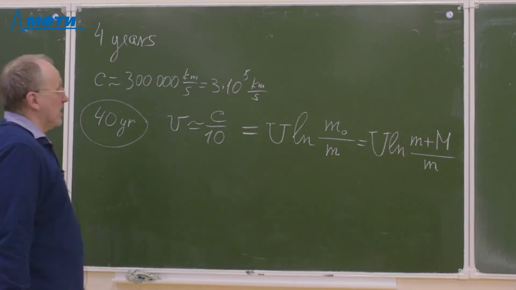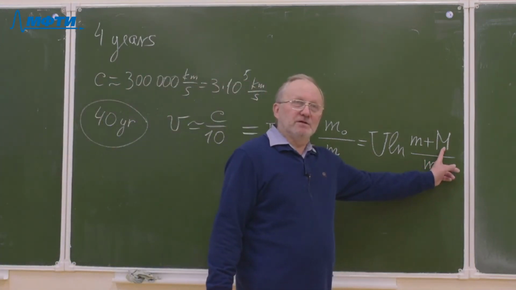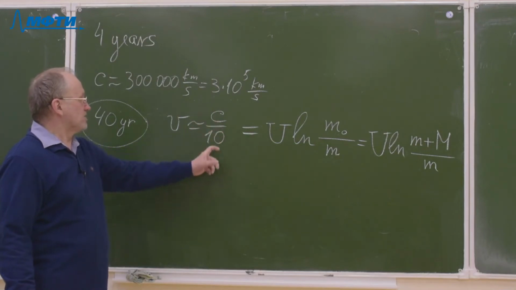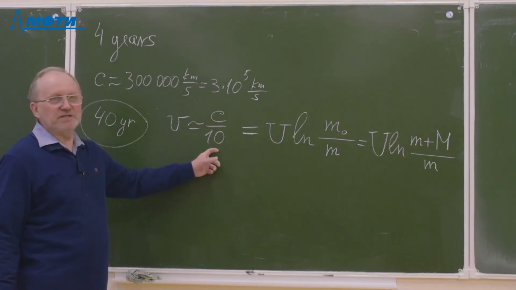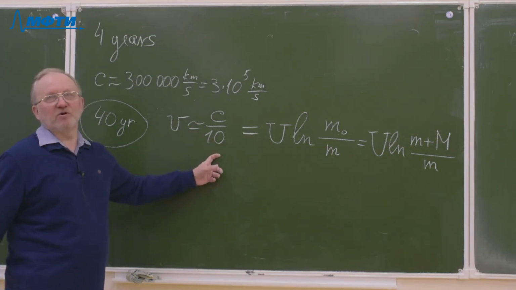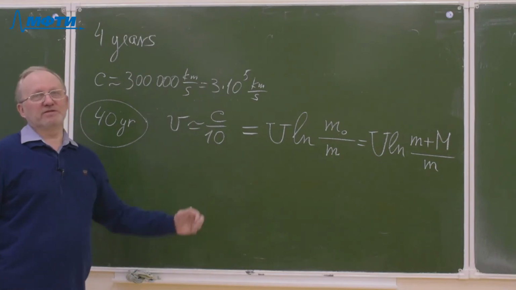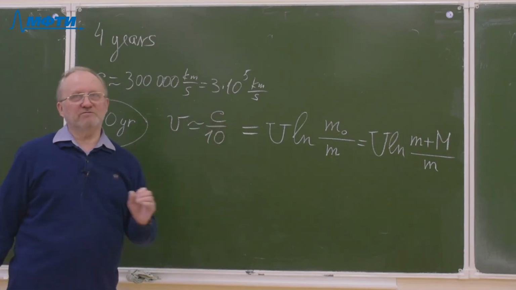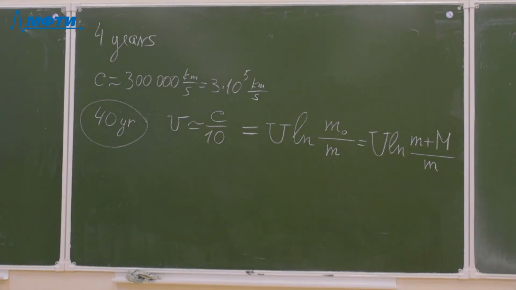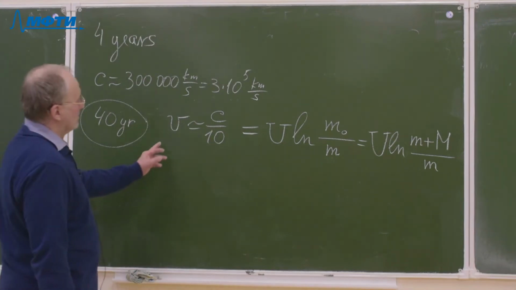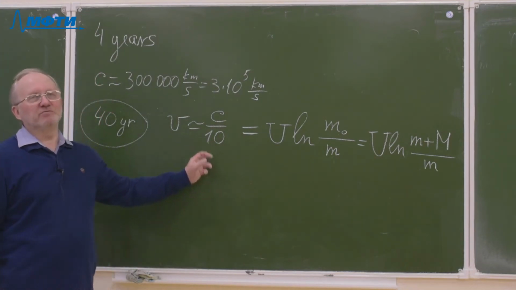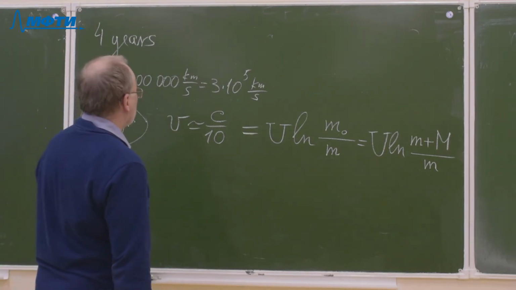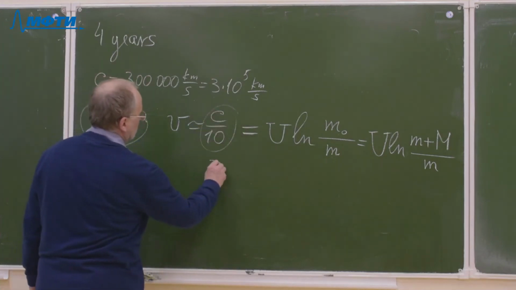And my purpose is to calculate how much fuel I need in order to accelerate the rocket up to this velocity. This velocity is 10 times less than the velocity of light, so we don't need to use relativistic formulas. It's quite enough to use classical formulas, because the velocity is still much smaller than the velocity of light. We would need relativistic formulas when we move at velocities close to the velocity of light. But if you have just 1/10 of the velocity of light, you may use, with good approximation, classical physics, not relativistic.